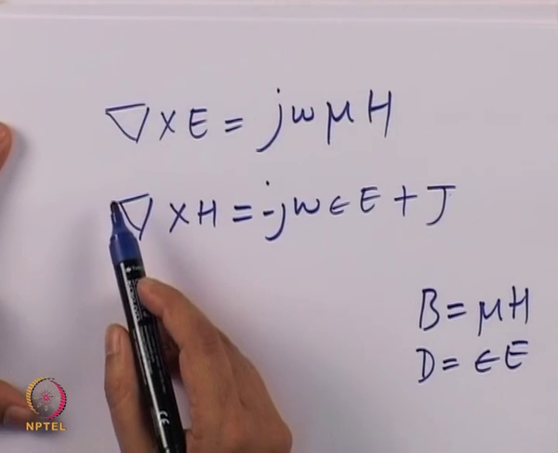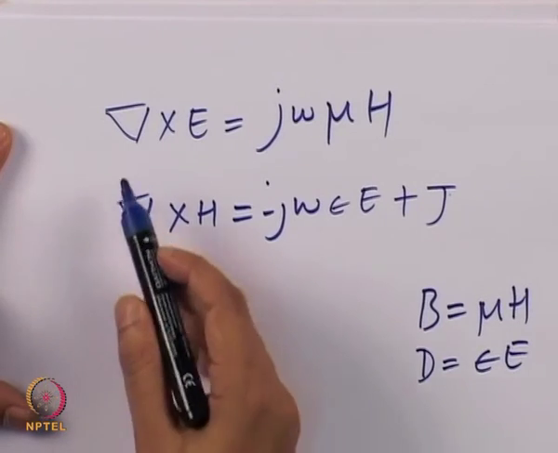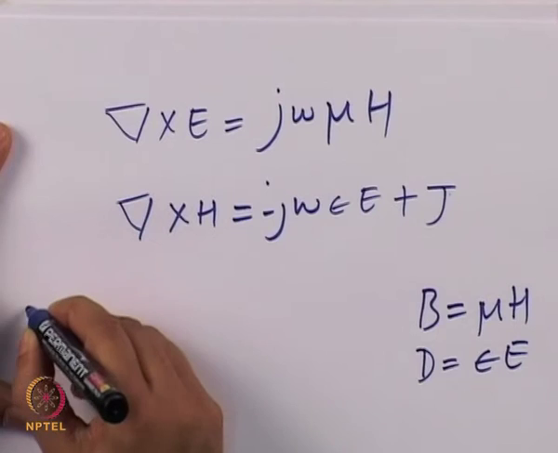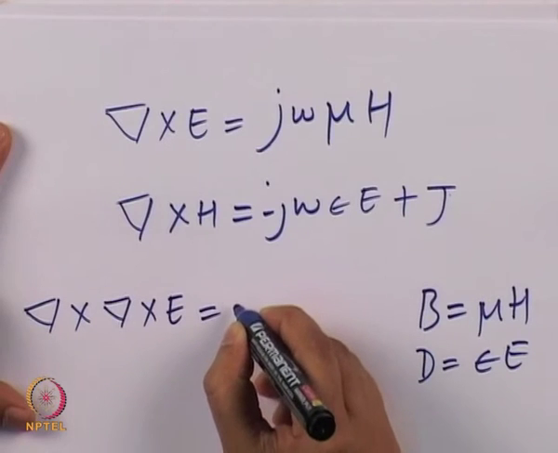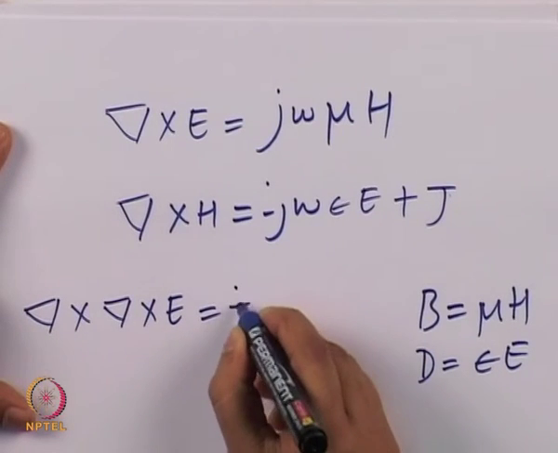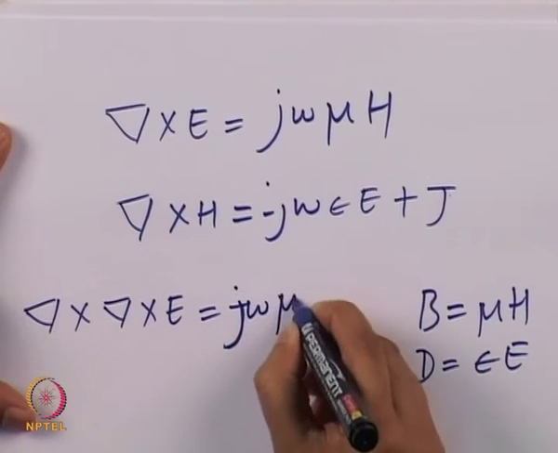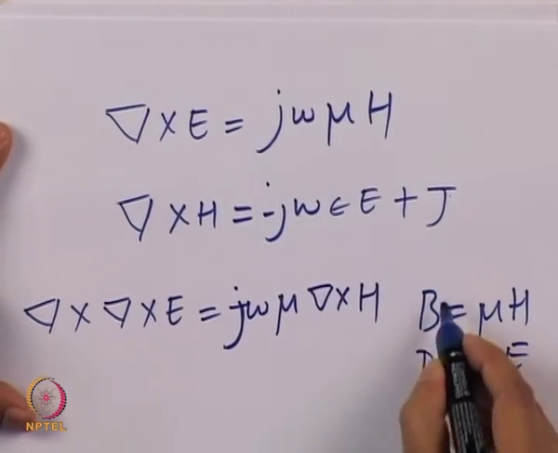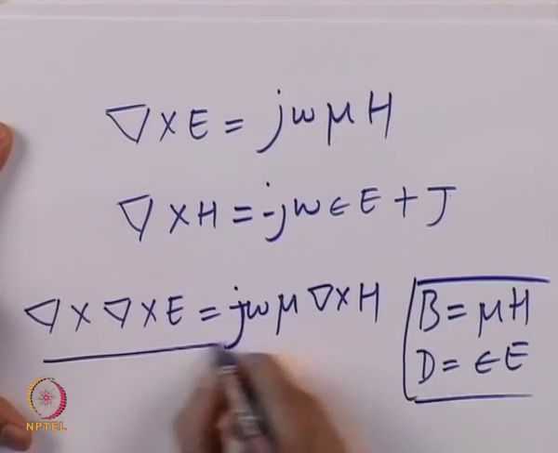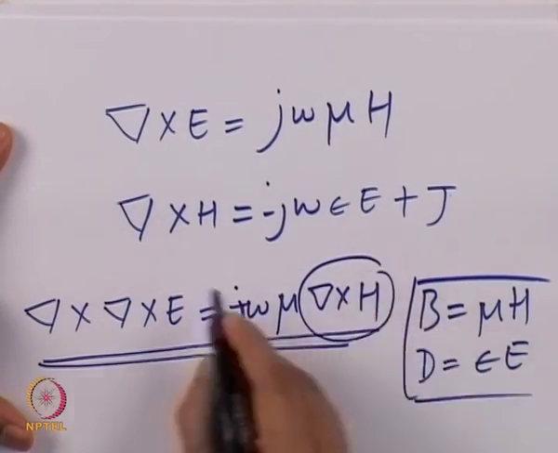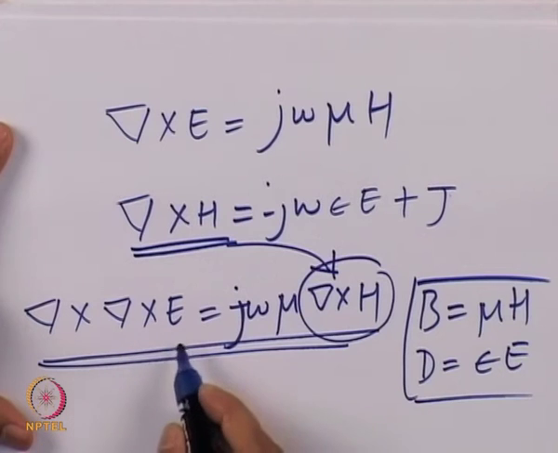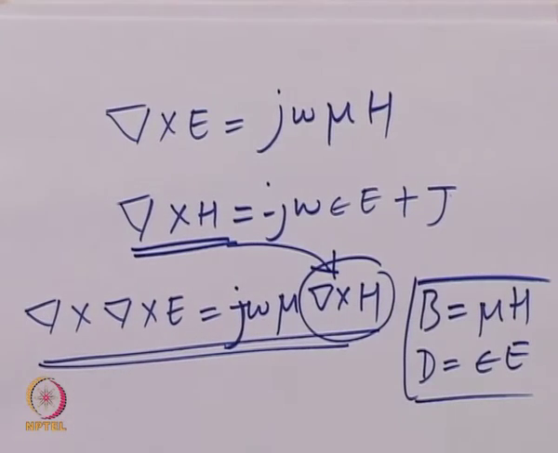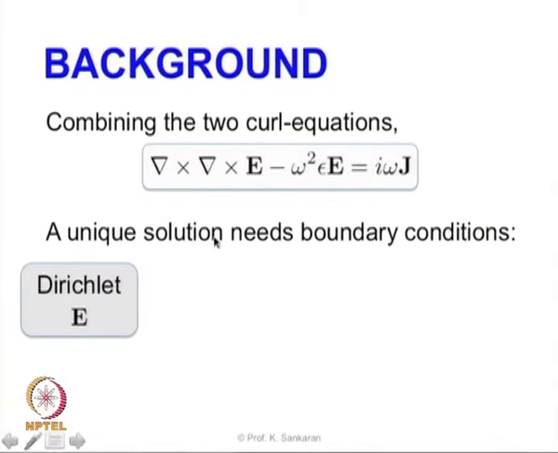So what I'm doing now is I'm going to take the curl of the first equation one more time. So I'm going to do curl of curl of E is equal to J omega mu curl of H. So when I have this, I can substitute the value of this one in here, and then I will get an expression only in terms of E and J, and that's what we have got in this particular case where our expressions are only in terms of E and J.